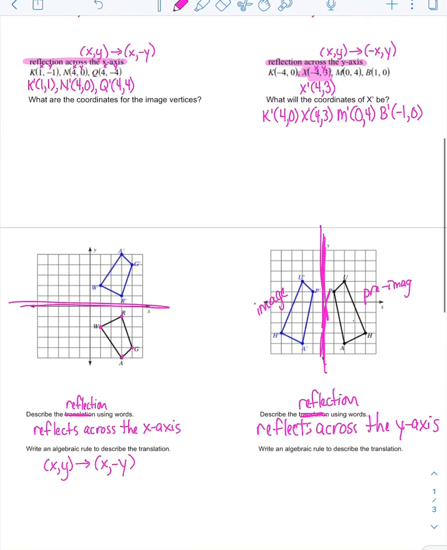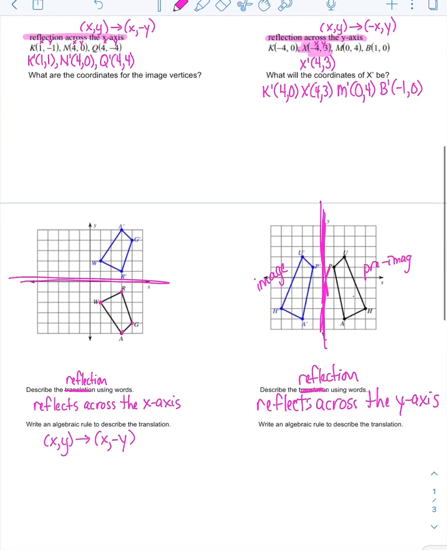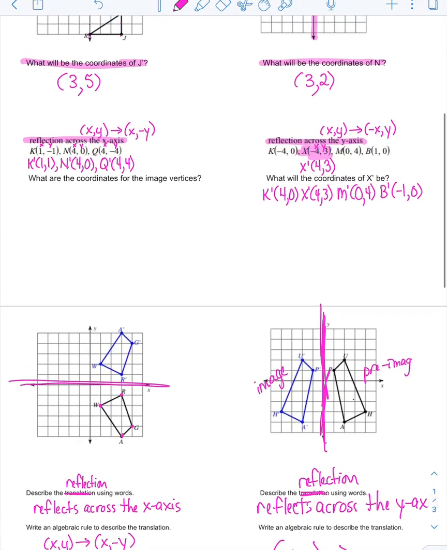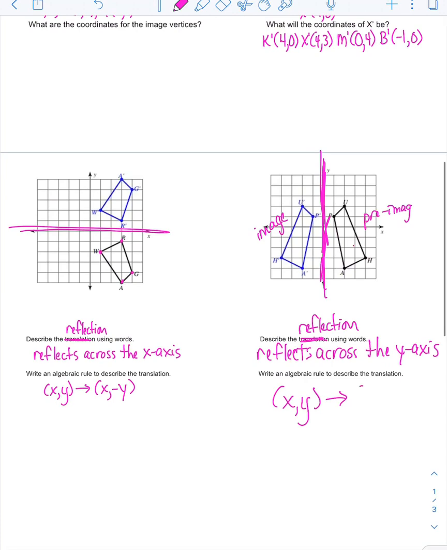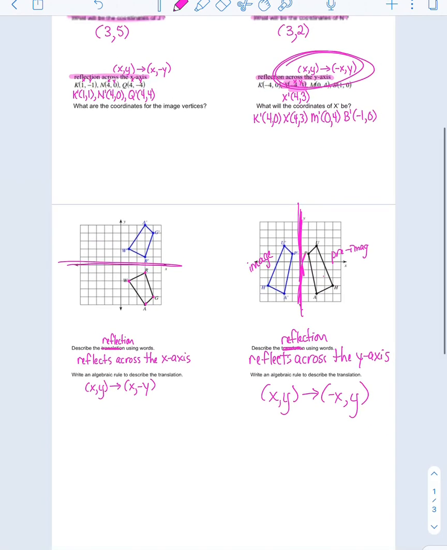Writing the algebraic rule, guess what? I'm going to go up here and look. So it goes from xy to, and here's my rule for reflecting across the y-axis. Change the sign of the x, keep the y. So be sure to use these notes to help you with your practice and your quiz, and I'll talk to you guys soon.